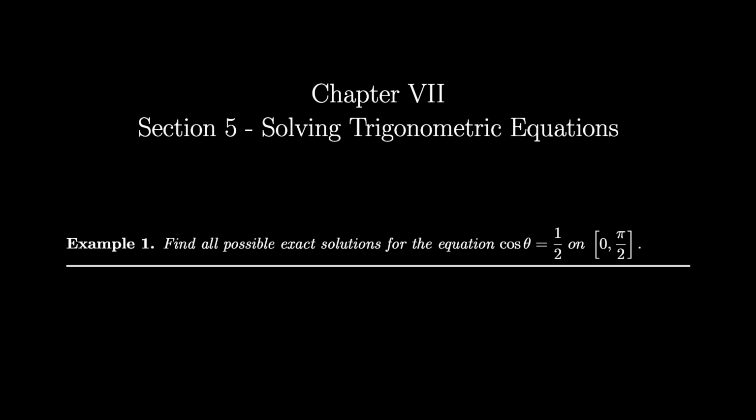All right, let's talk about the last section in Chapter 7, 7.5, solving trigonometric equations. Now, you guys have seen a bunch of these already, but every single one of them you've ever seen, the bounds for theta have been between 0 and 2 pi, just like this. They've always been like that.